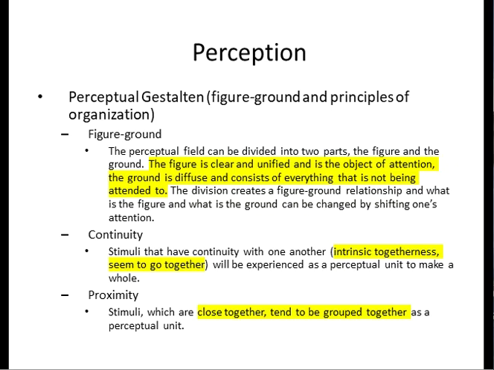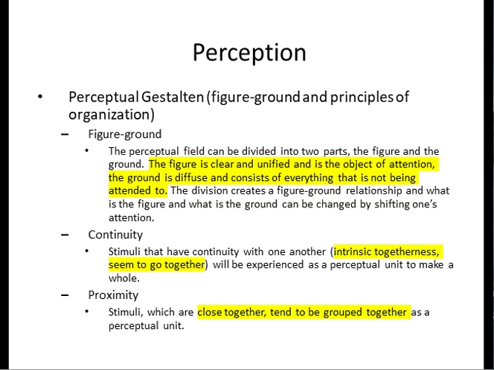The other idea is continuity. Stimuli that have continuity with one another will be experienced as a perceptual unit to make a whole. So when there is a preference, we prefer to see things that are continuous, and therefore we'll pick those things out more, and they'll be more vibrant to us in a sense.